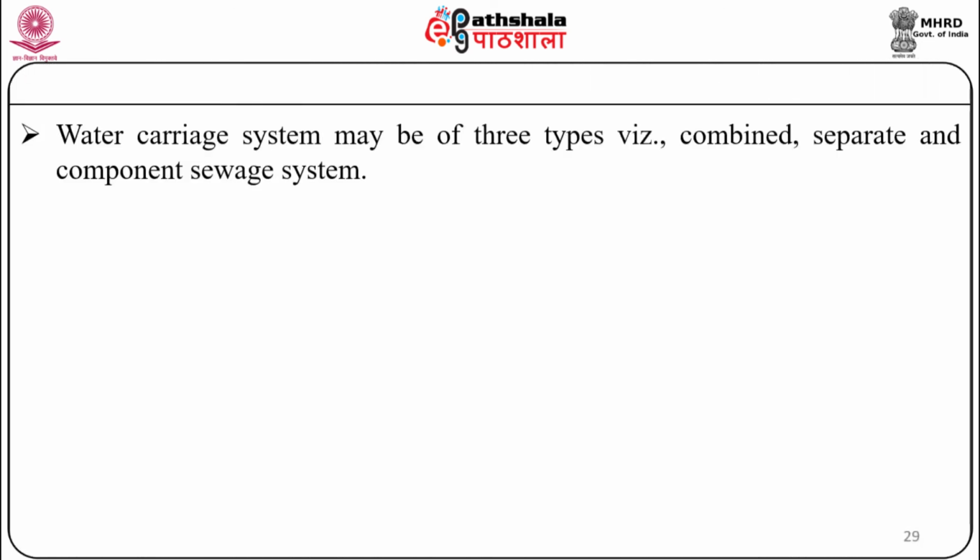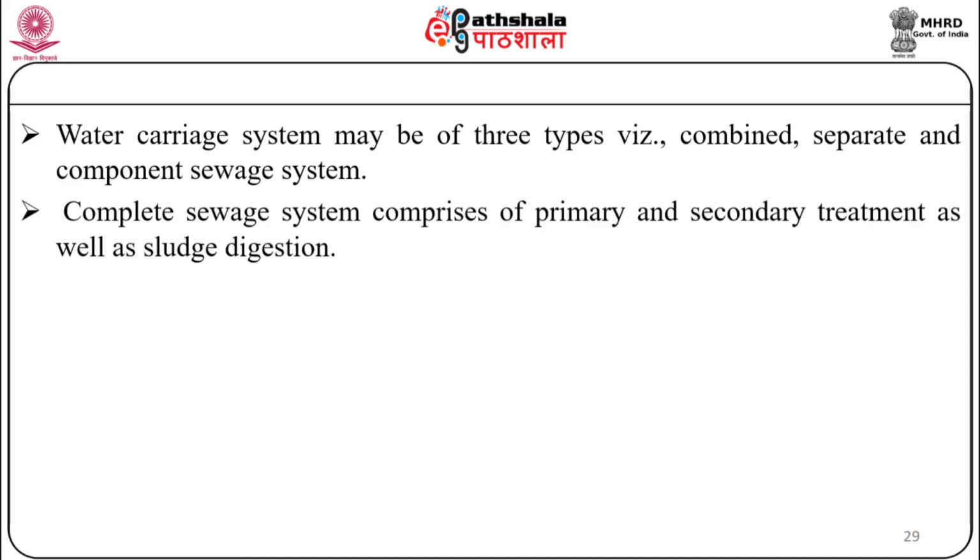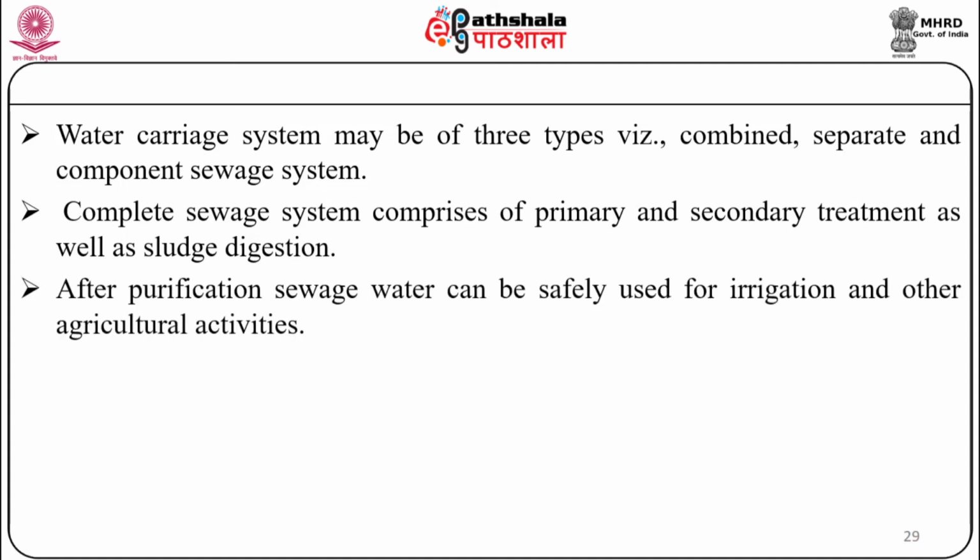Water carriage system may be of three types: combined, separate, and partially separate sewage system. Complete sewage treatment comprises primary and secondary treatment as well as sludge digestion. We have three steps involved in primary treatment, and three steps involved in secondary treatment. After purification, sewage water can be safely used for irrigation and other agricultural activities.